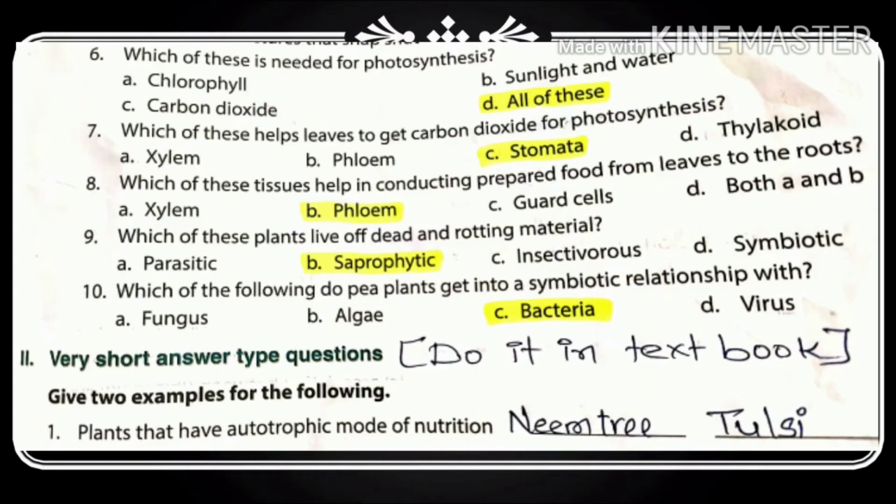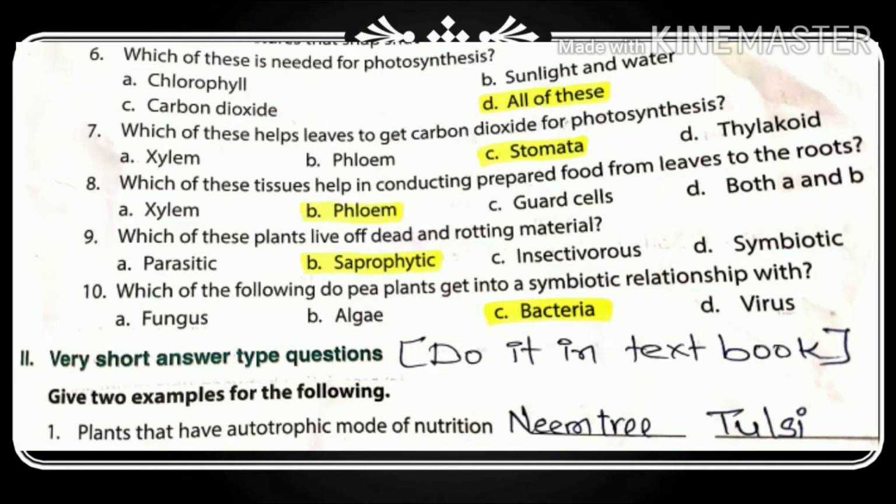Can you name me that bacteria that we have discussed? Yes, it is Rhizobium, that is found in the root nodules of leguminous plants, and pea is one of the leguminous plants. Next question is of very short answer type.